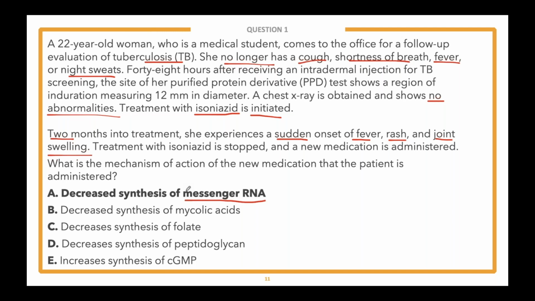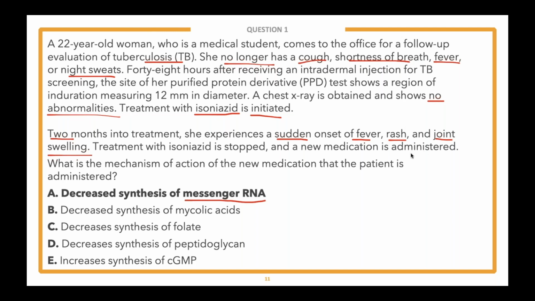We get to answer choice D, decreases synthesis of peptidoglycan. That might describe any number of drugs within the penicillin class, right? Or maybe vancomycin, but none of those would effectively treat TB. So it's important for you guys to remember TB is a little bit special mycobacterium because it doesn't have a peptidoglycan cell wall. So a lot of the typical antibiotics that we use to treat other bugs are not going to work with tuberculosis.